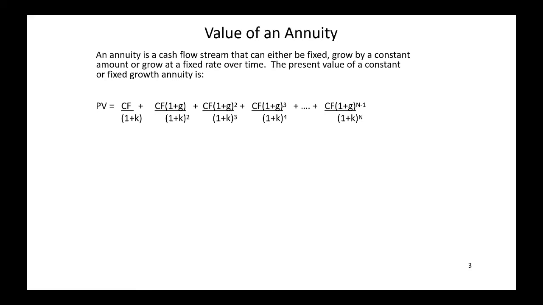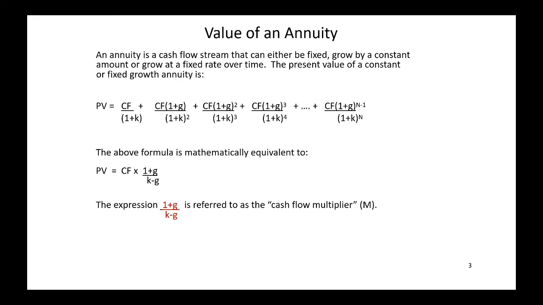Spend a moment studying this. It should look familiar. It's the discounted cash flow model where the annual cash flows increase at a fixed rate G each year. It can be shown that this formula is mathematically equal to cash flow times 1 plus G divided by K minus G, where G is the assumed growth rate and K is the cost of capital.